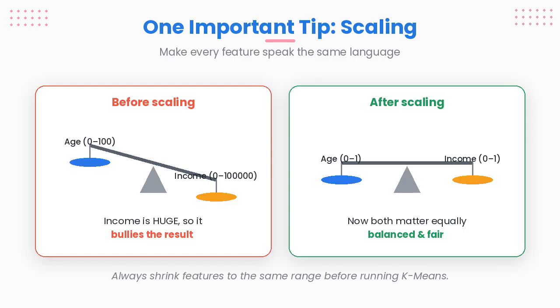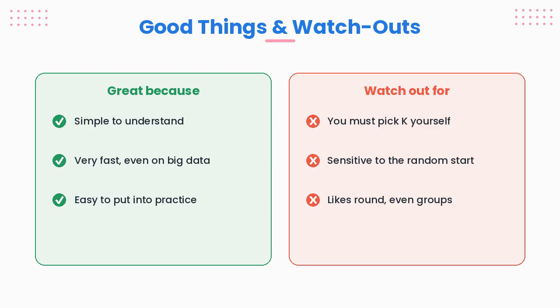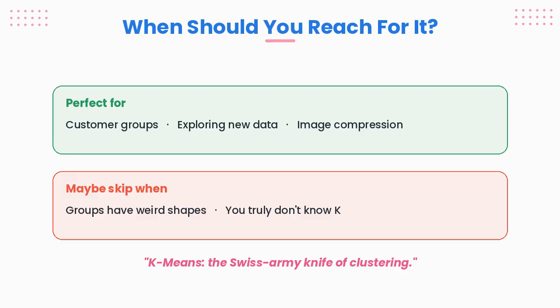Now let's weigh the good things and the watch-outs. K-means is wonderful because it's simple to understand, extremely fast even on big data, and easy to put into practice. But keep a few things in mind. You have to choose K yourself. It's sensitive to where the centroids start, and it works best when groups are round and evenly sized.